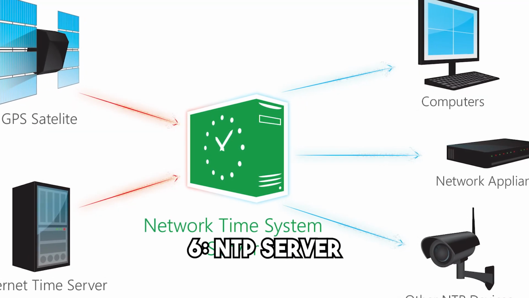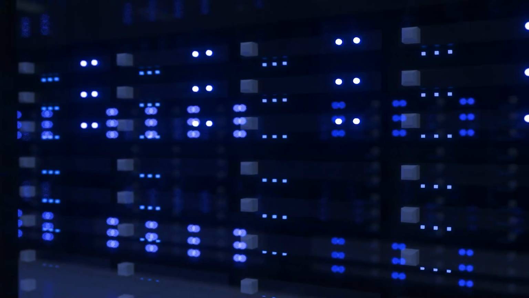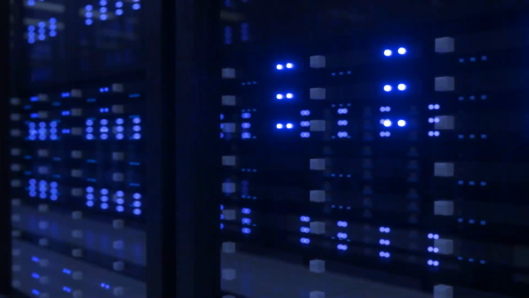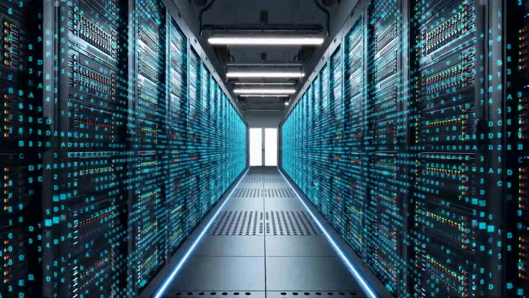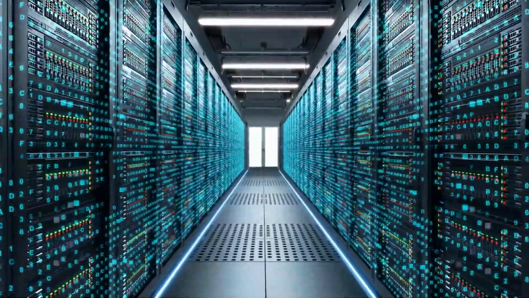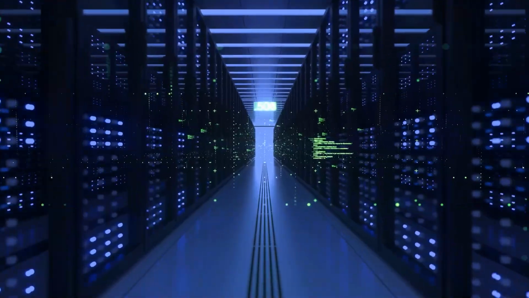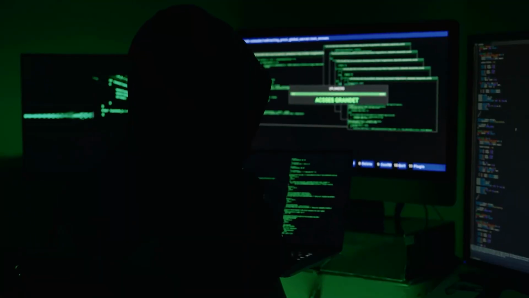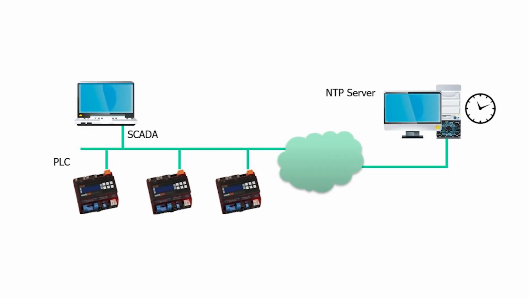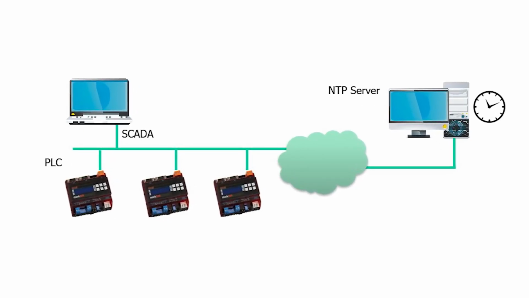6. NTP server. When millions of computers are working together, even a difference of a few seconds can cause problems. That's why networks use NTP servers, network time protocol servers, to keep all systems in sync. An NTP server provides accurate time data to other machines, helping coordinate transactions, logs, backups, and communications.